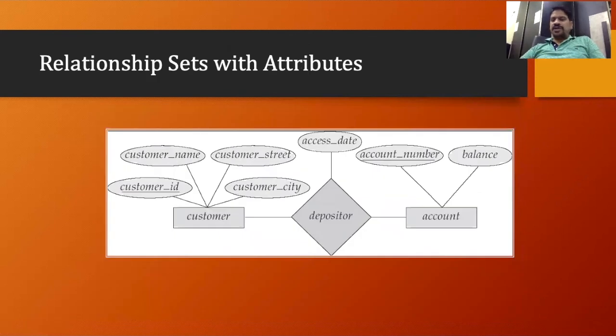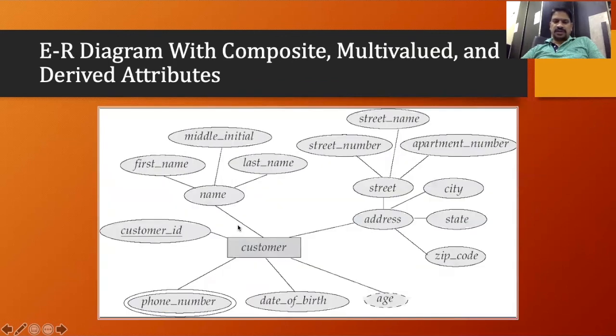Now let's talk about relationship set. So this is one entity set. This is another entity set, right? So customer has ID, its name, let's say customer street and customer city. We have removed many of the attributes because it's very big, right?